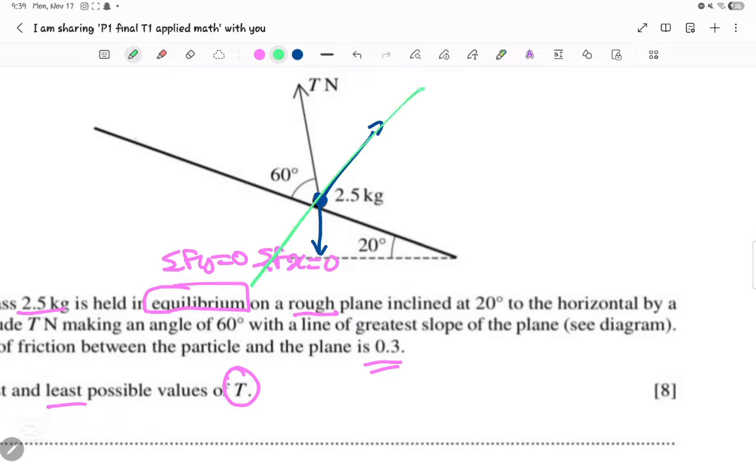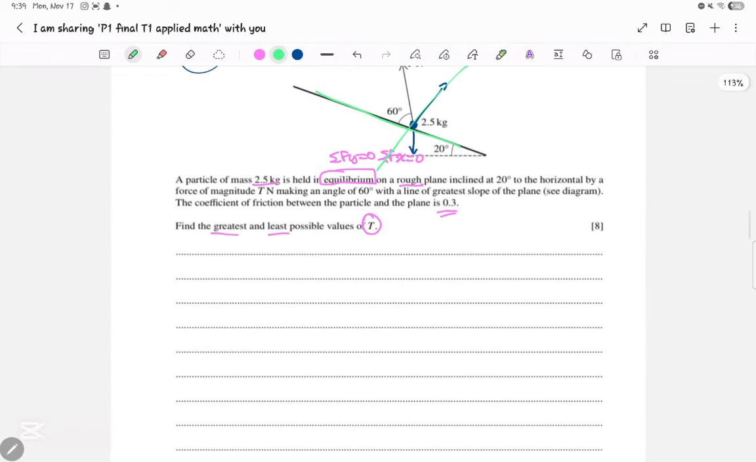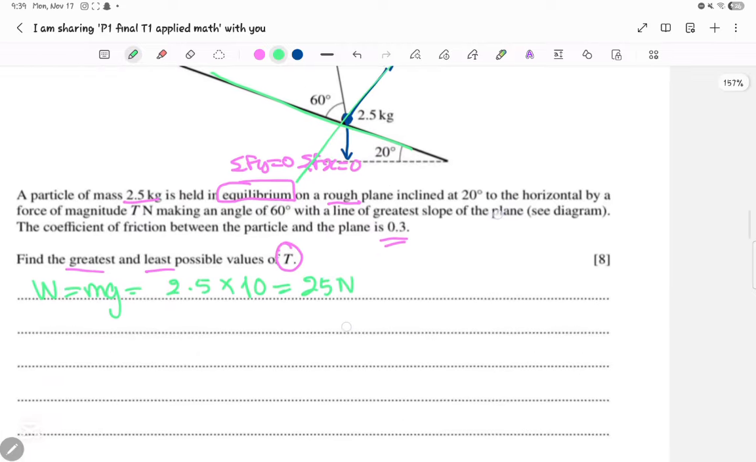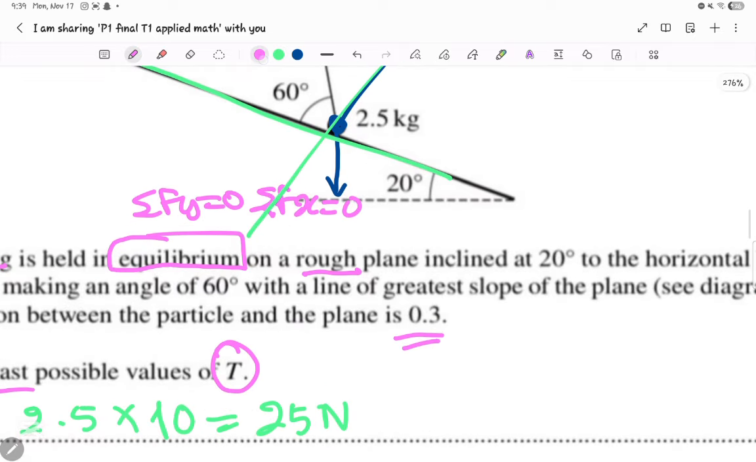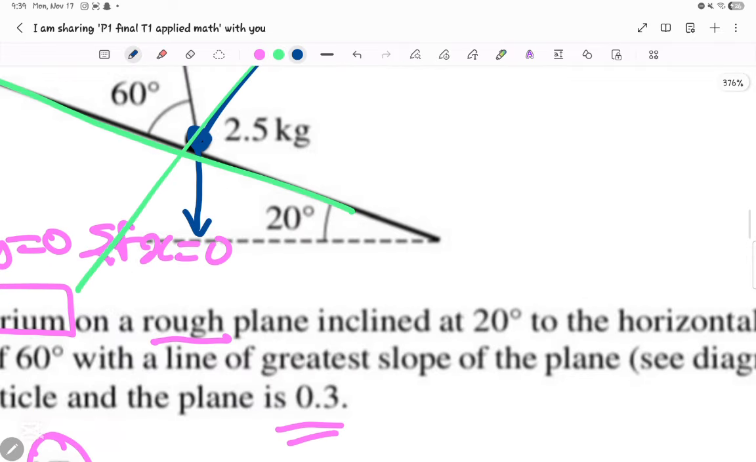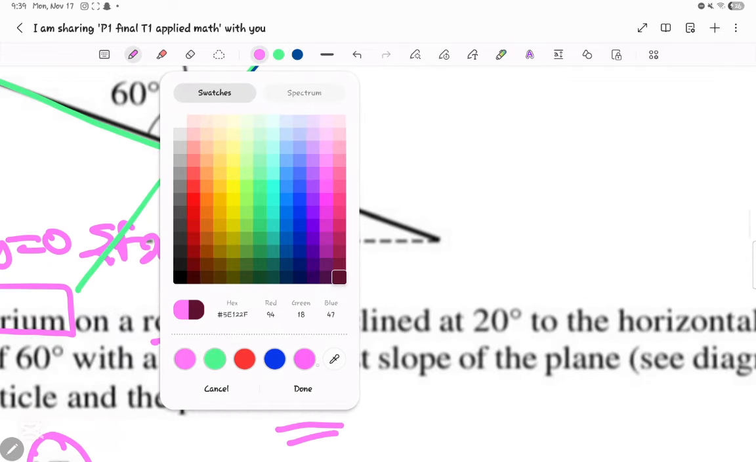No, this is my y axis, sorry, and this is my x axis, right? So now before all of that, I need to find W. W equals mg, so it's the mass, which is 2.5 times g, which is 10, so 25 newtons. Very important. Very easy. Now, what do we need to find? We need to find the weight on the x-axis and the y-axis.